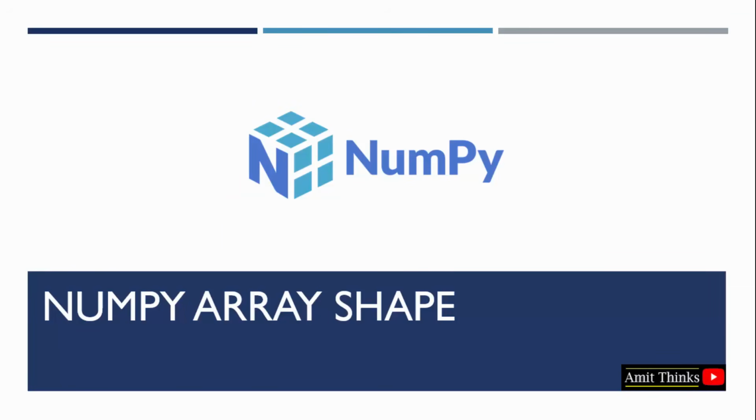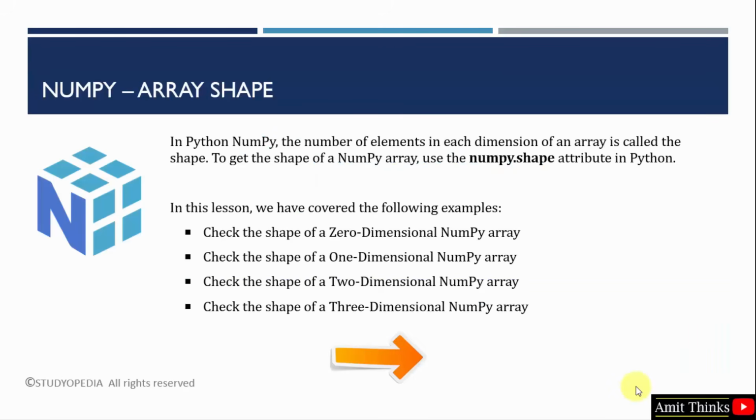In this video we will learn what is an array shape in NumPy and how we can find the shape of an array. We will see 4 examples. Let's start. So basically, shape is the number of elements in each dimension of an array. To find the shape, we use the shape attribute in NumPy. That's it. So to understand the concept in a better way, we have 4 examples. We'll be creating a 0-dimensional, 1-dimensional, 2-dimensional and 3-dimensional NumPy array and find their shapes individually. So let's start with the examples.